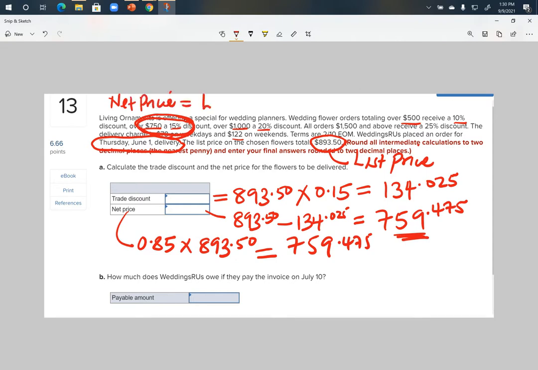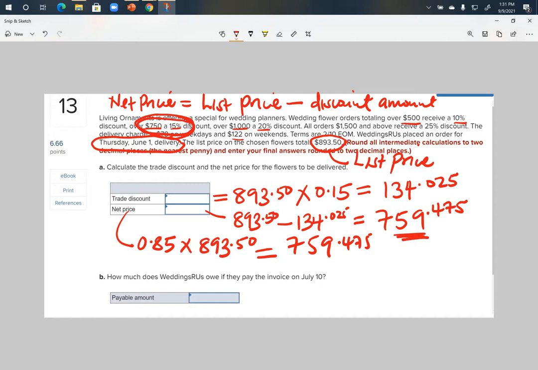So the key formula to note here is that the net price is equal to the list price minus the discount amount. If you can find the discount amount, take that away from the list price, and you have the net price. Again, there are many ways to do it, but that's how we're going to approach this particular example.